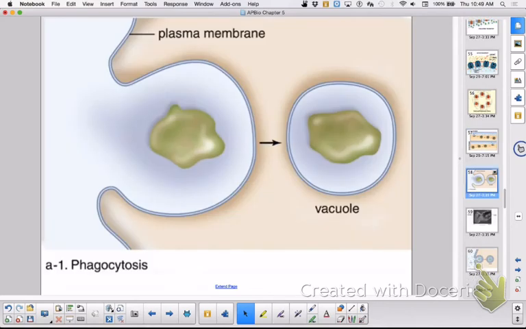The first one is phagocytosis. And could Dark Shirt explain what's going on in this picture? I'm going to give you this one and a real picture. Go.